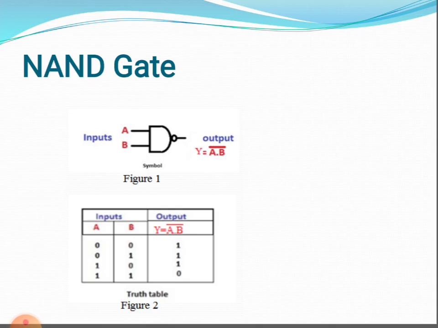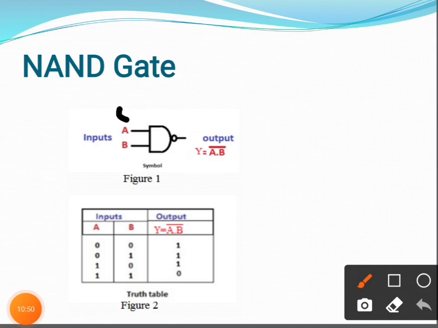When we pass A is equal to 0 and B is equal to 0, then output will be 1. Let us consider the second condition. When we pass A is equal to 0 and B is equal to 1, then output will be 1. When we pass A is equal to 1 and B is equal to 0, then output will be 1. And now consider the last condition. When we pass A is equal to 1 and B is equal to 1, then output will be 0.